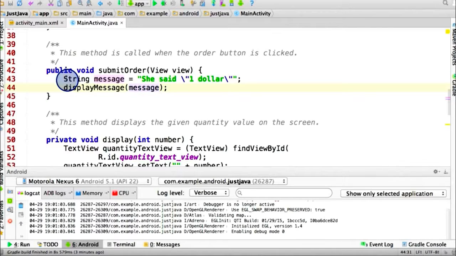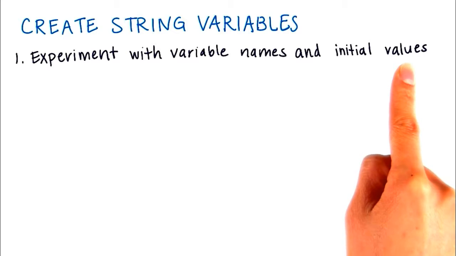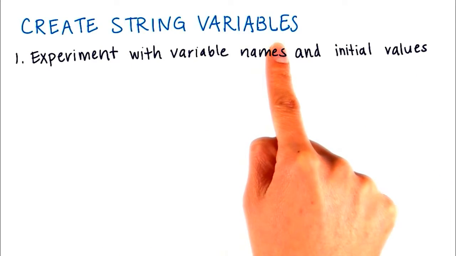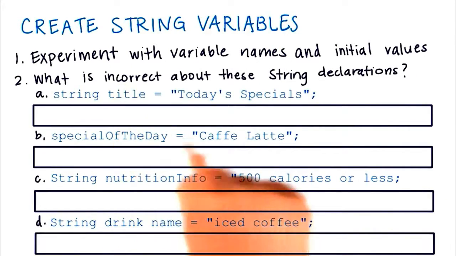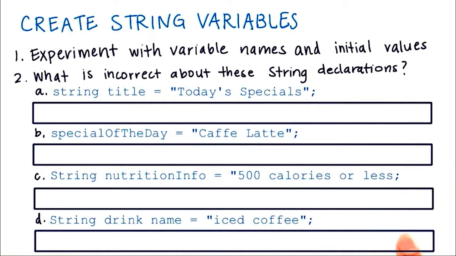It's lowercase because it's a primitive data type, where primitive means it's one of the basic Java data types. Experiment with different variable names and initial values until you're comfortable with creating string variables. Then I want you to tell me what's incorrect about each of these string declarations listed below. I want you to point out the error in each of these lines of code. I asked you to determine the bug in each of these lines of code.